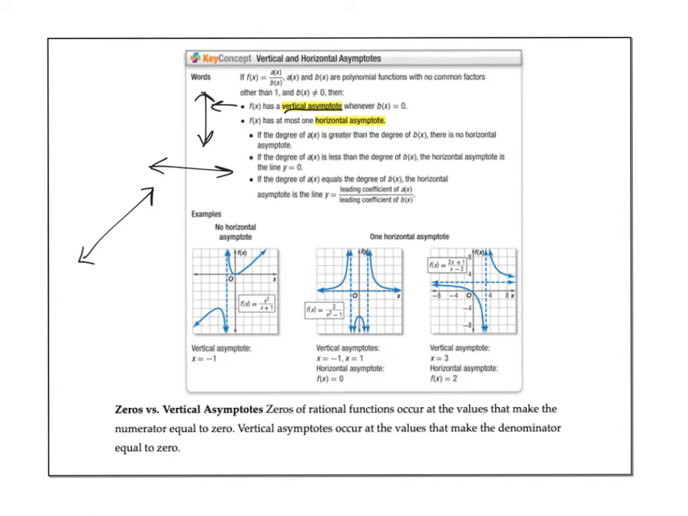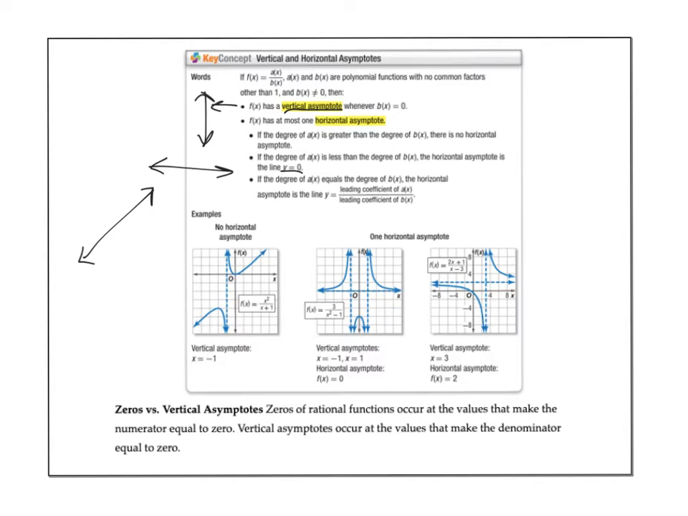Now with our horizontal asymptote, we have three different possibilities. And it's really important that we're looking at our function that we're given for this. If the degree is greater in the numerator, the top of our function, then there is no horizontal asymptote. If the degree is greater in the denominator, then our horizontal asymptote is automatically y equals 0. If the degree on the top and bottom, the numerator and denominator, are the same, then our equation for our horizontal asymptote comes from the leading coefficients of the numerator and the denominator.